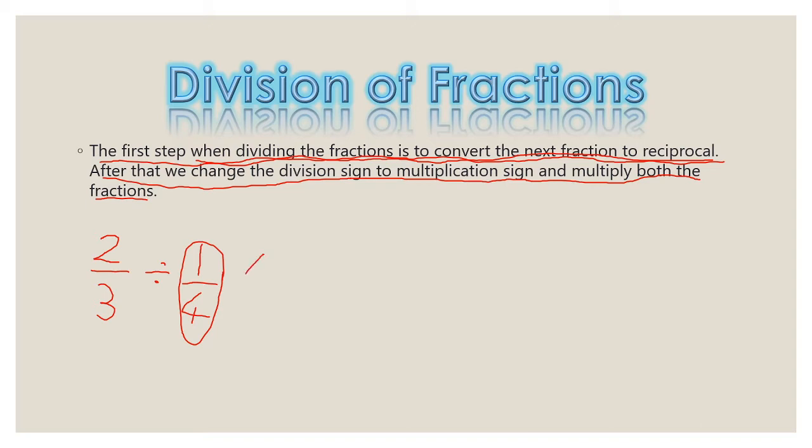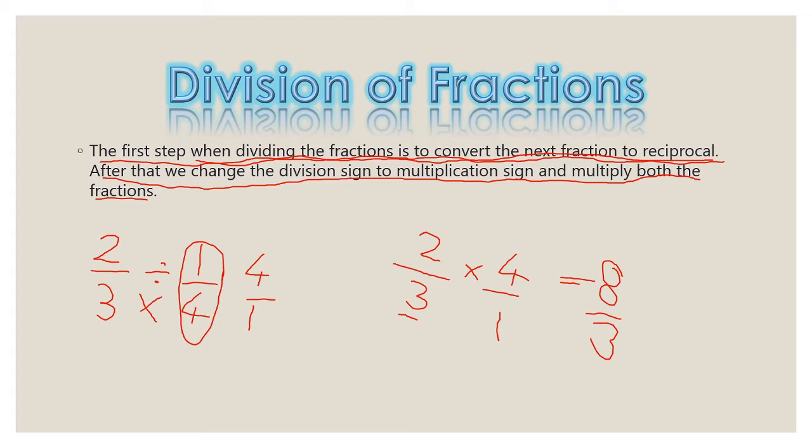So the reciprocal fraction will be 4 upon 1, and after that we have to change the division sign to the multiplication sign. That means what we have got is 2 upon 3 multiplied by 4 upon 1. Now we can multiply them. Here 2 fours are 8, and here 3 remains. So 8 upon 3. And there is one more rule: if we get an improper fraction, we have to convert it to a mixed fraction.